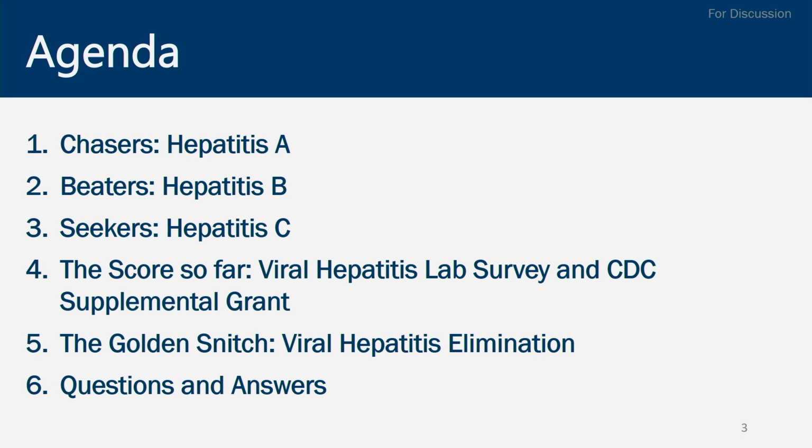Our agenda for today is to discuss the testing and serology of the three main types of viral hepatitis we see in Wisconsin, which are represented by our chasers for hepatitis A, our beaters for hepatitis B, and our seekers for hep C. I told you there'd be a lot of Quidditch puns. I did not say they would all be good.